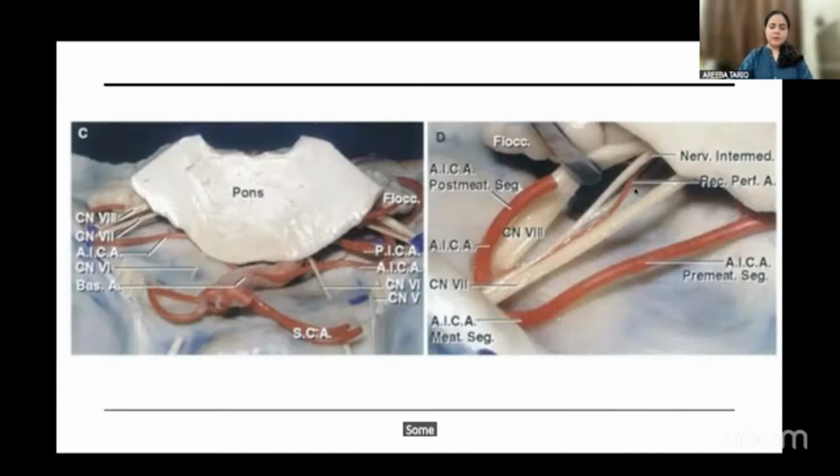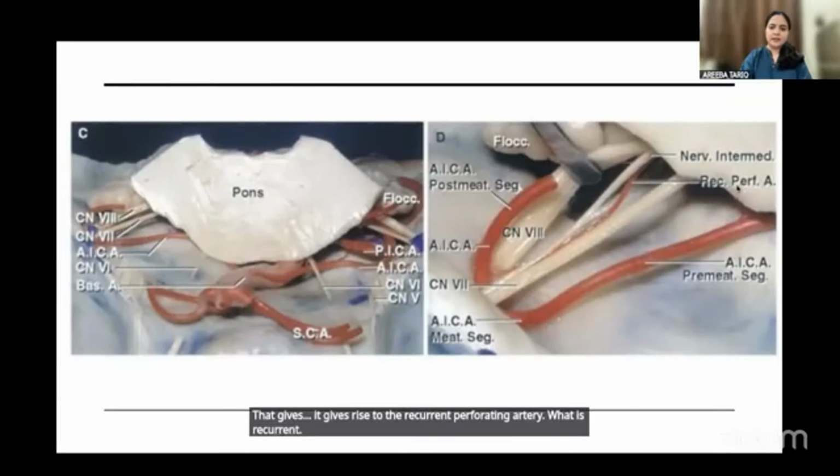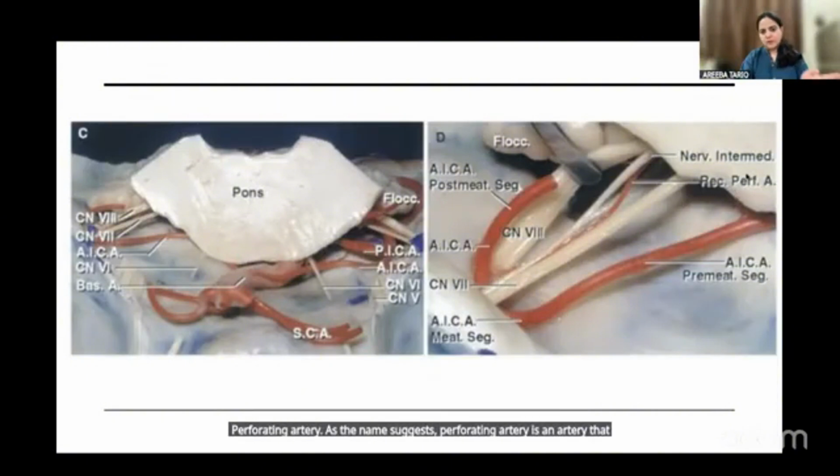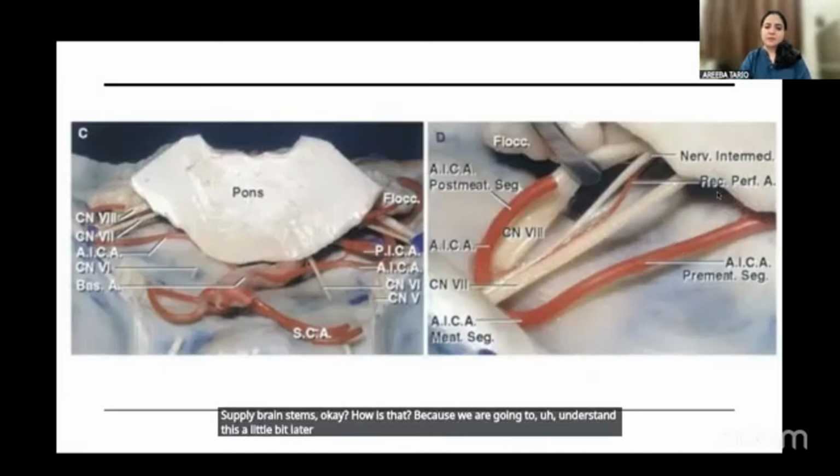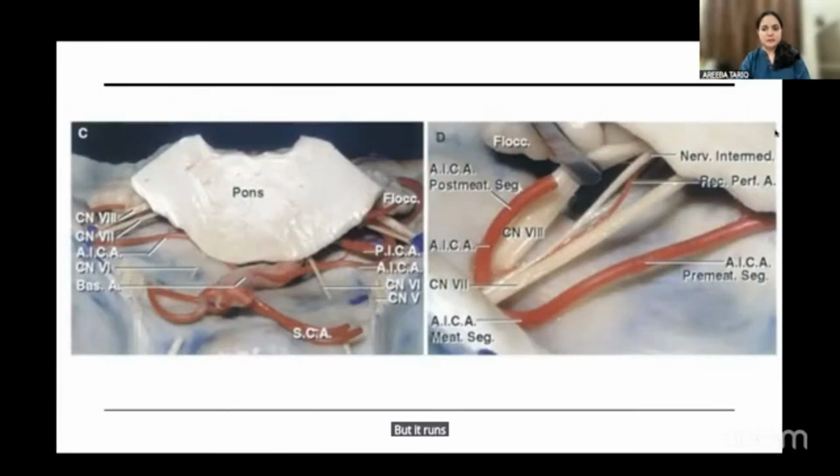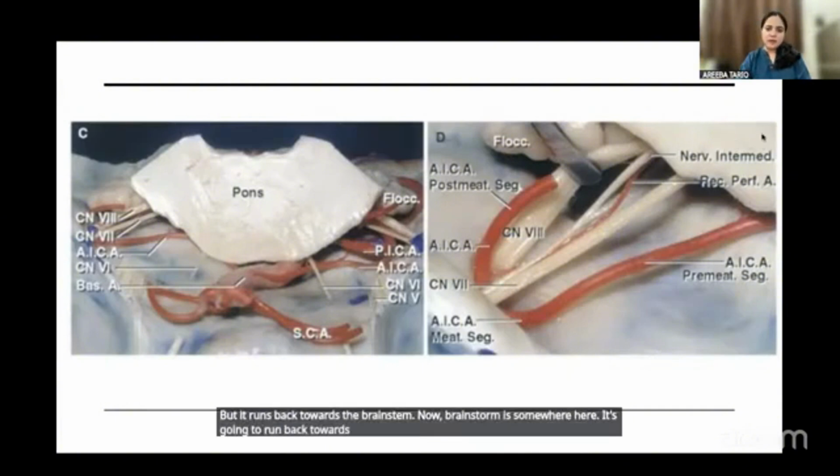Some few honorable mentions, some branches that are present with ICA, that is, it gives rise to the recurrent perforating artery. What is recurrent perforating artery? As the name suggests, perforating artery is an artery that is going to supply brainstem. Okay? How is that? Because we are going to understand this a little bit later. So this recurrent perforating artery is an artery which arises from the meatal segment of ICA, but it runs back towards the brainstem. Now, brainstem is somewhere here. It's going to run back towards the brainstem to supply it.